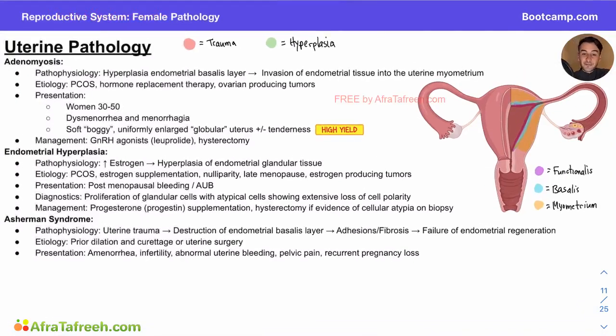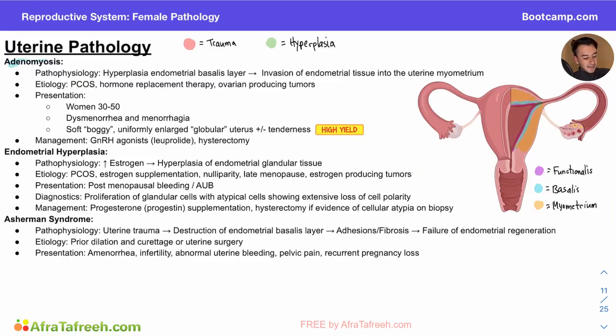So now that we've talked about that review, I also want to mention that I'm going to be highlighting things in red, which emphasizes trauma as the inciting portion of our pathology, and I'm also going to be highlighting things in green, which signifies hyperplasia. So there are two layers of highlighting going on: the layer we're talking about in terms of the uterine layers, and then red or green for trauma or hyperplasia. So let's get started by talking about adenomyosis.